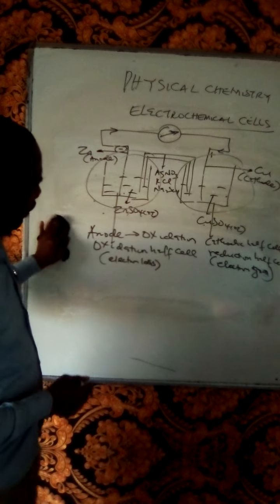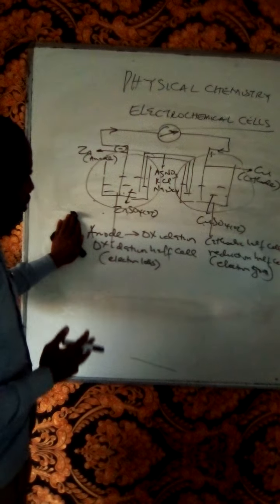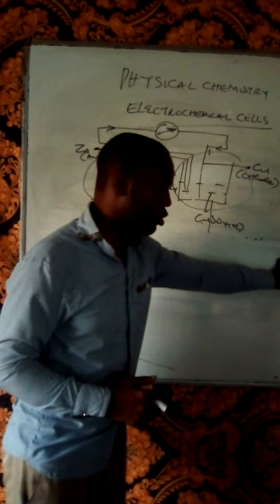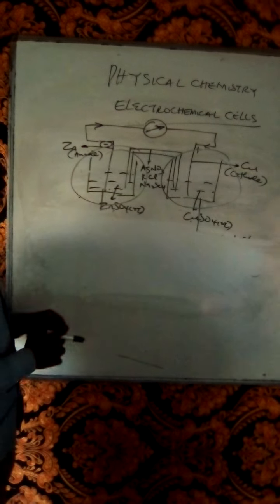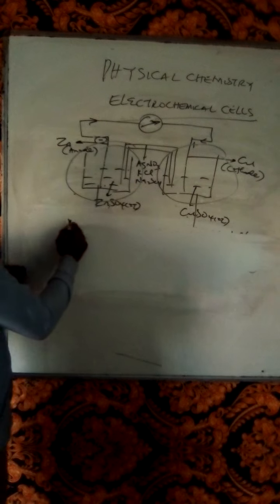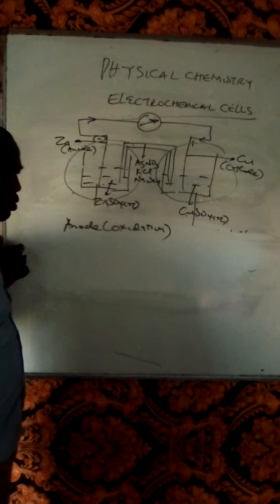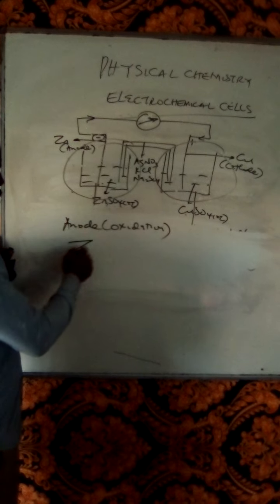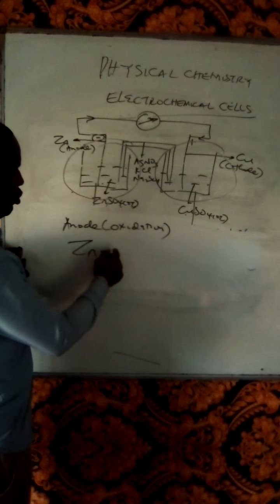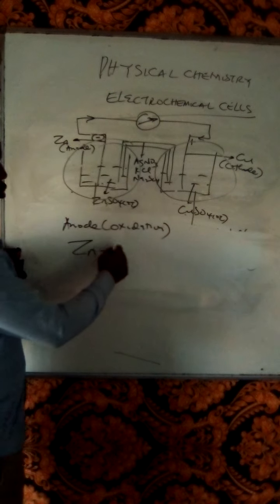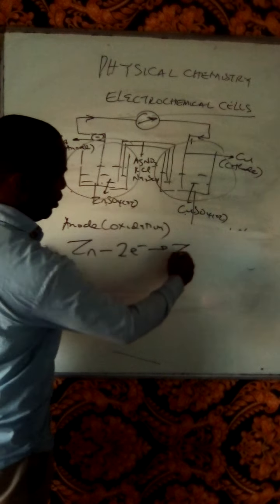Okay, having understood the components of an electrochemical cell, we now look at the reactions occurring at the anode and at the cathode. At the anode, which is the oxidation half cell equation, zinc, which is the anode, will lose electrons. Oxidation is electron loss, and whenever an element loses electrons, it becomes positively charged. So zinc loses 2 electrons to give you zinc 2+ ion.